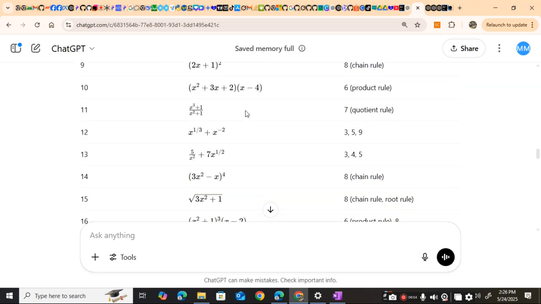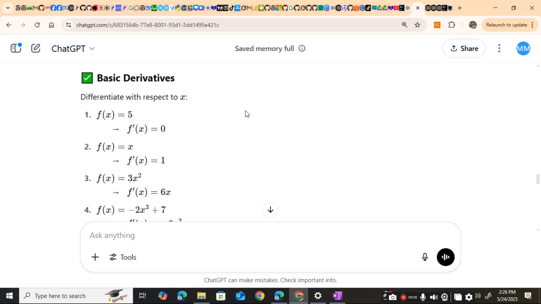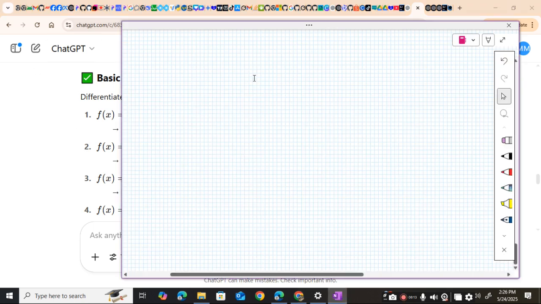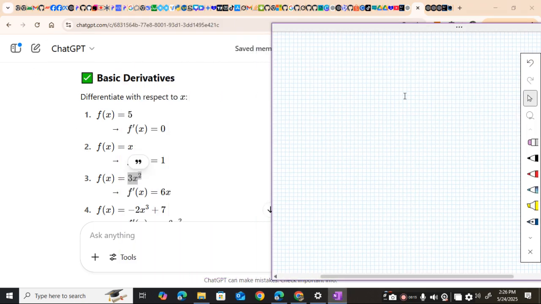So let's solve that, and I will use my note to demonstrate this so that everything is cleared out. So we have 3x squared. For exercise number 3, we have f of x equals 3 times x squared. And you'll notice that this is just a constant multiplied to a variable raised to a power.